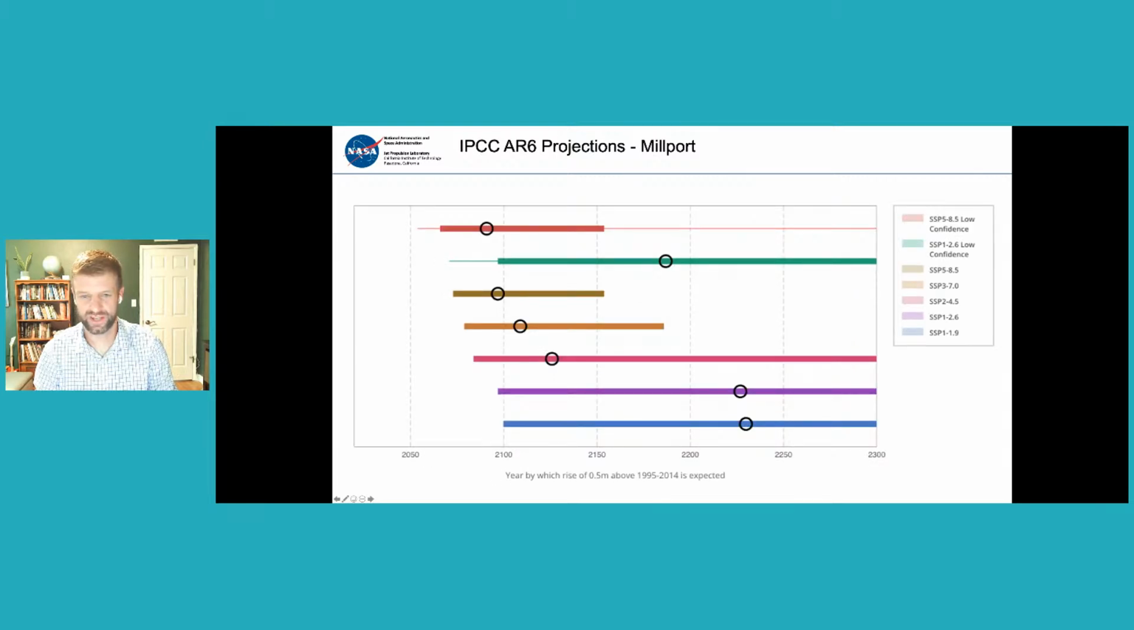And then we can look at this another way. This is basically the year by which a rise of half a meter will be reached in the future, for the different scenarios. You can see for the higher end scenario, it kind of goes from worst case to best case if you go from top to bottom. In the worst case scenarios, you'll reach half a meter by, say, 2080. In the best case, you won't reach half a meter until after 2200.